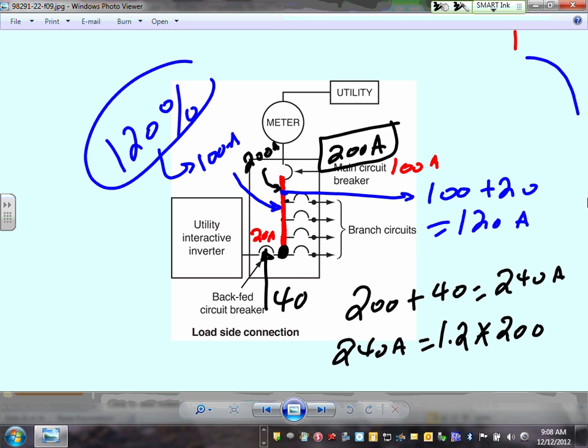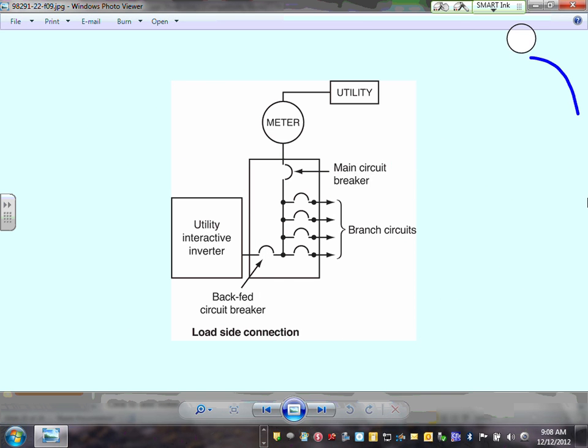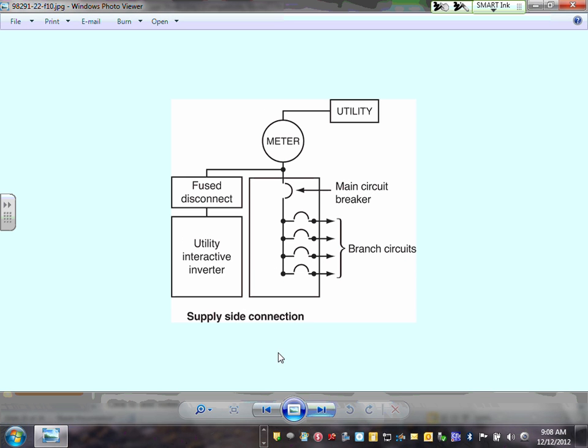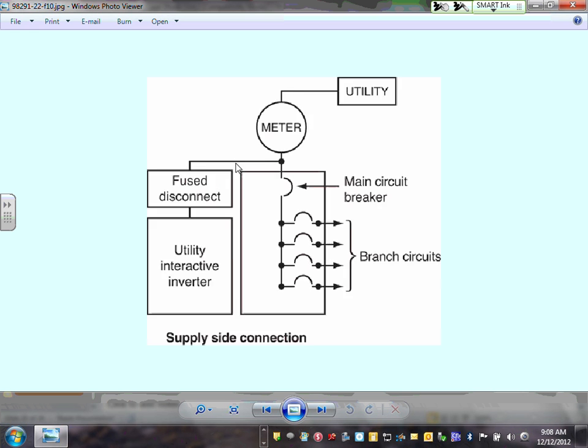Any comments, guys? Any questions? So that's your poor man's way on the solar photovoltaic system, with a limitation of no more than 120% of the bus rating on this system. Okay, here's the rich man's way, and you can see there's no limitation on that one.